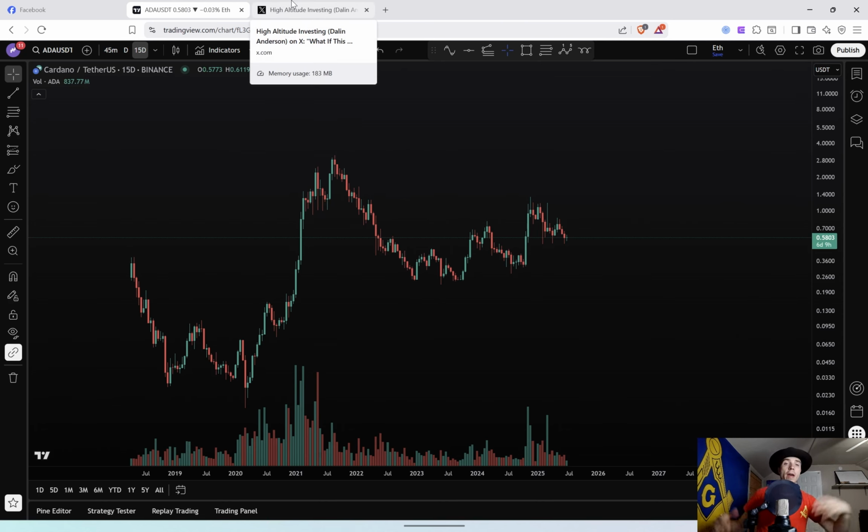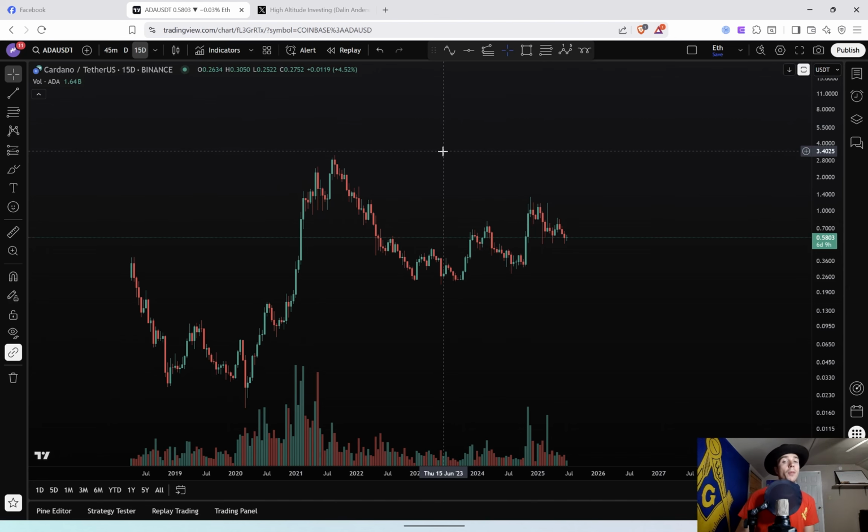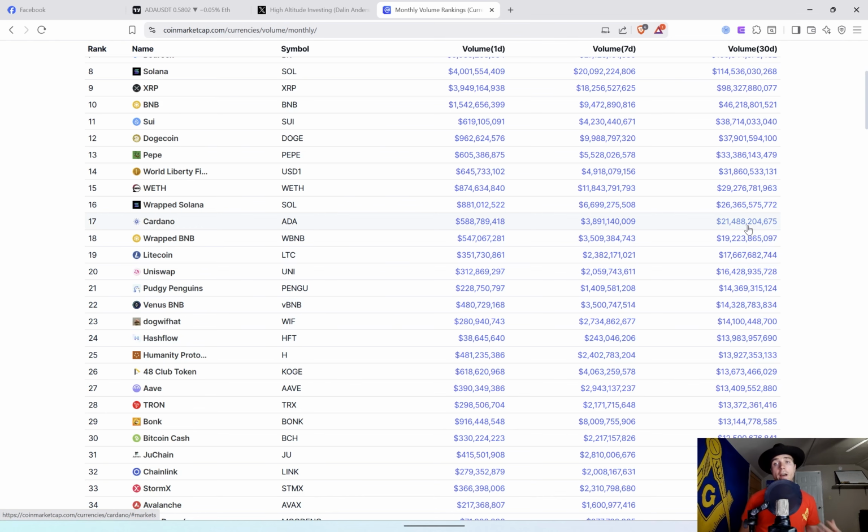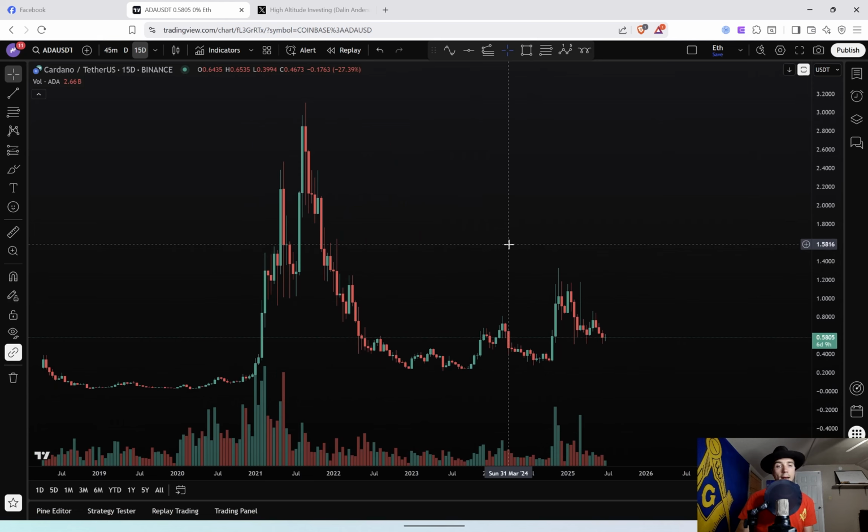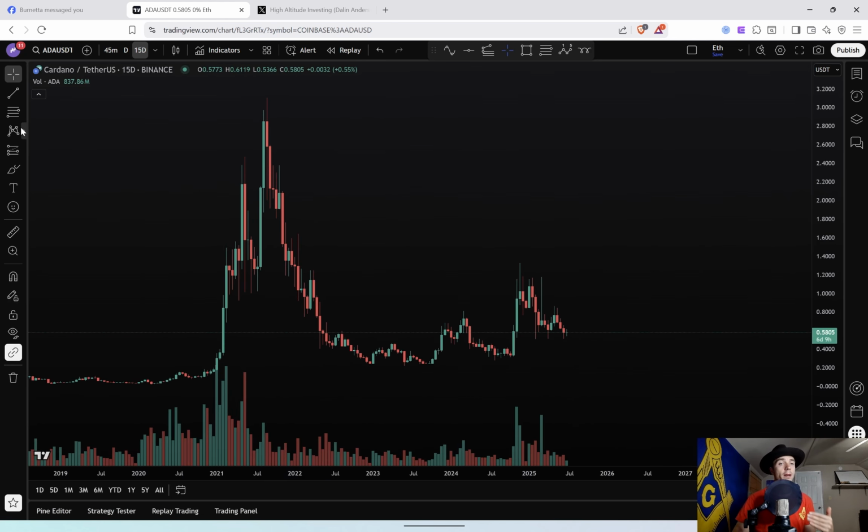So out of all of the thousands of cryptocurrencies out there, Cardano is in the top 17 in trading volume over the past 30 days, which tells you there's a lot of institutional money and a lot of big players buying this coin. In fact, we've had over $21 billion in trading volume just over the past 30 days for Cardano. And even just from a market cycle perspective, Cardano has a perfect market cycle as well.